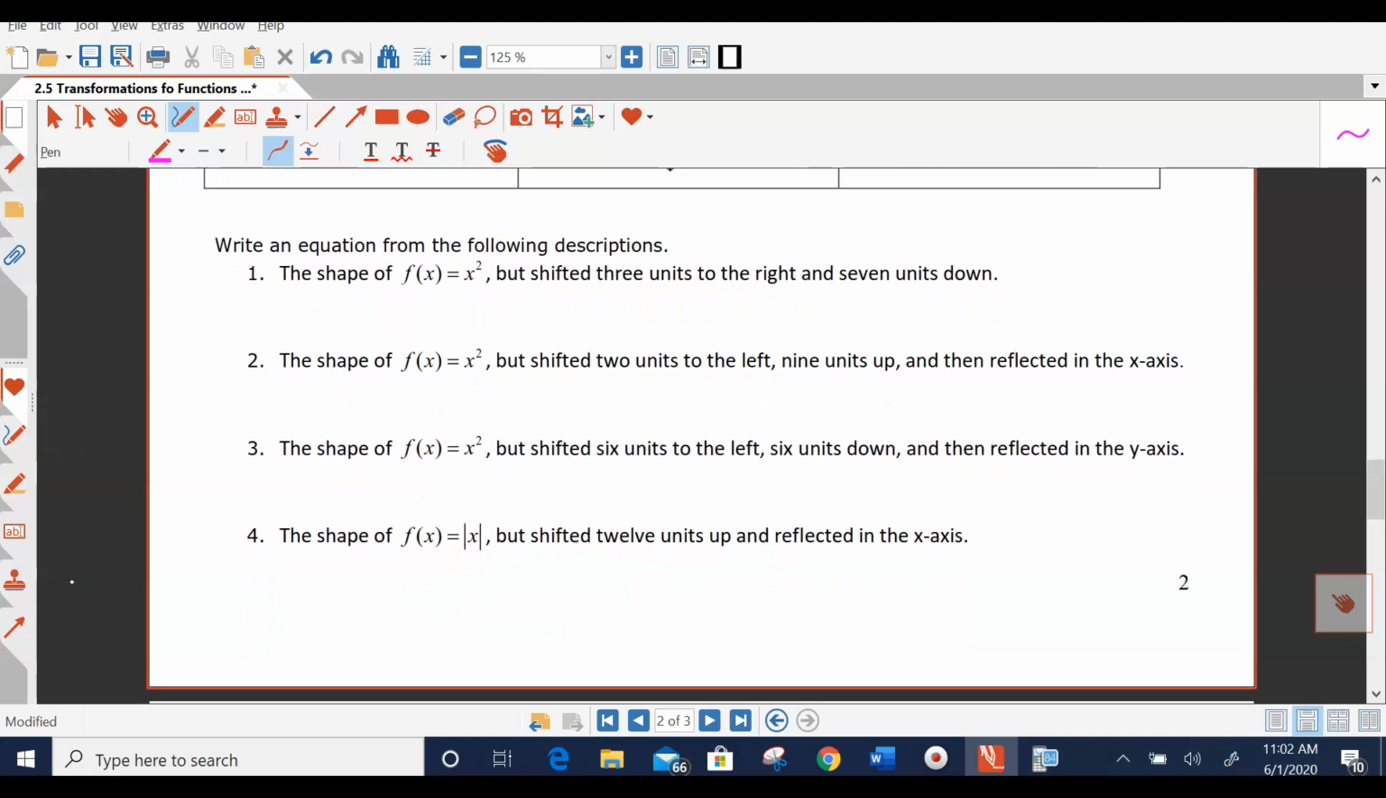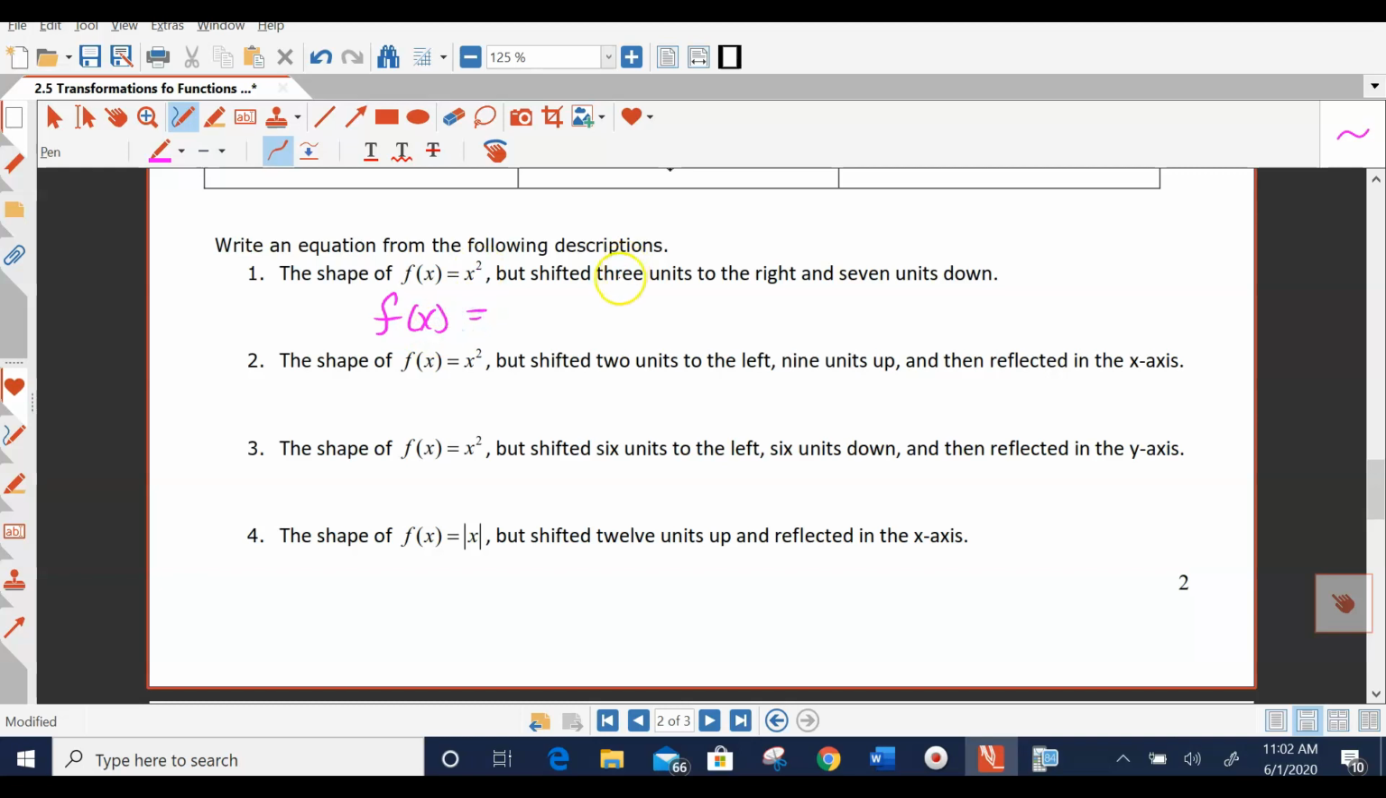Okay, so now we want to go backwards. Given the shape for f of x equal x squared, we're going to shift it 3 units to the right, 7 units down. What we want to do is create the equation. So we're given some general information about what happens to the graph. Let's see if we can construct an equation.